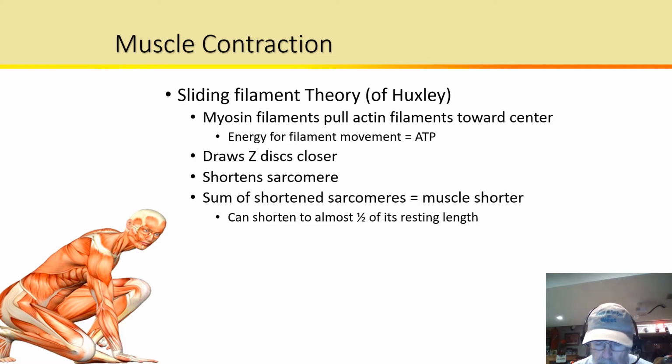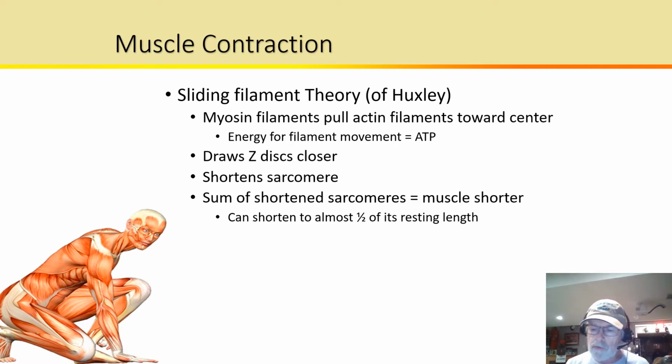And that's where we get what's called the sliding filament theory of Huxley. The way that the muscle contracts and the way that the sarcomere gets shorter is because the myosin filaments pull the actin filaments by these little paddles towards the center of the sarcomere, and by doing that, it causes a shortening of the length of the overall sarcomere, which is what we see as muscle contraction.